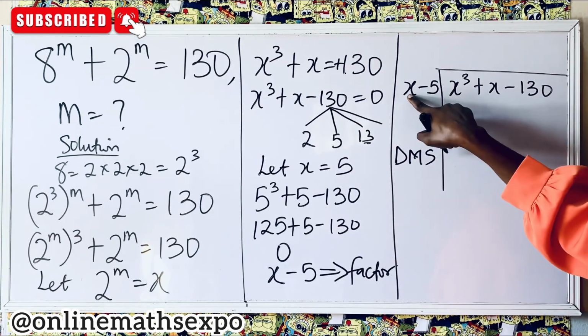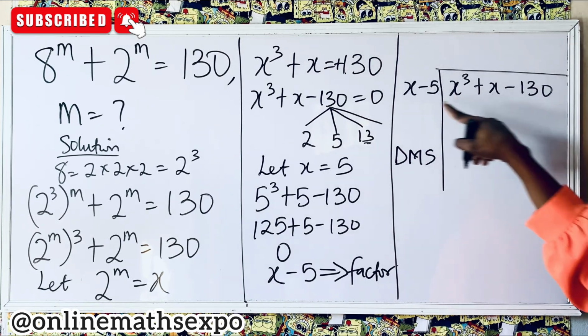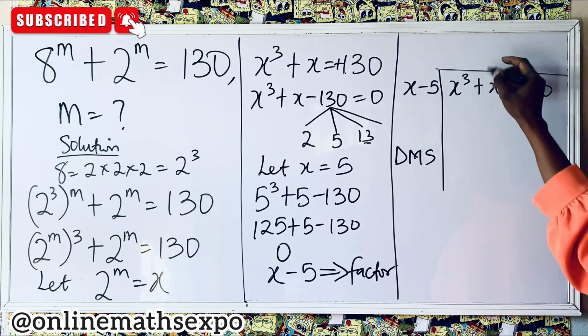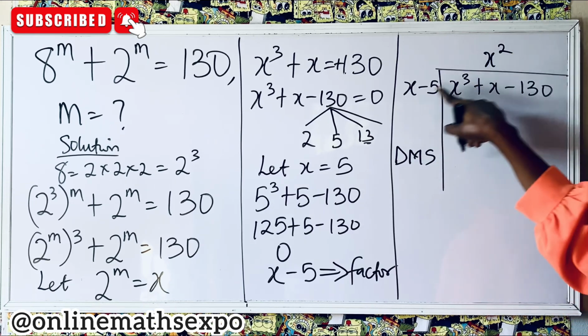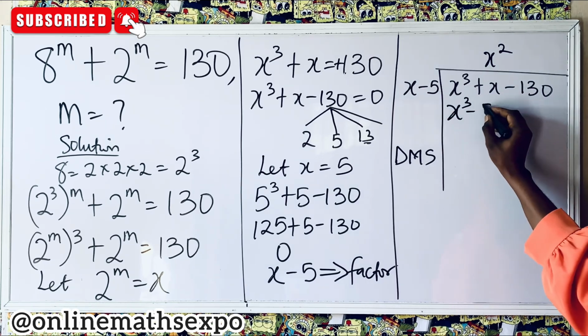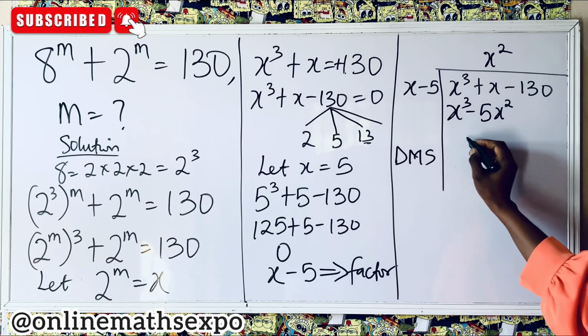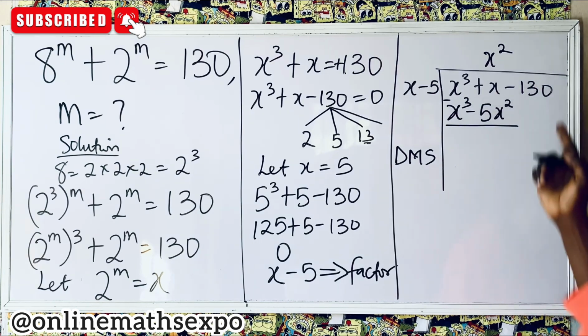So you're going to use the first term here to divide the first term inside. When x divides x cubed, it gives us x squared. Multiply: use this to multiply, you have x cubed. Use it to multiply -5, you have -5x squared. Then the next is to subtract. This minus this is gone.